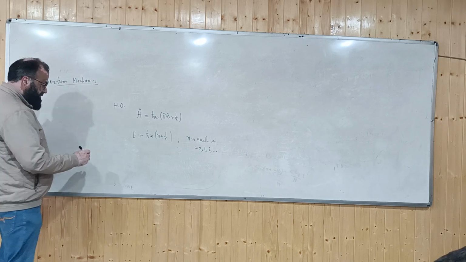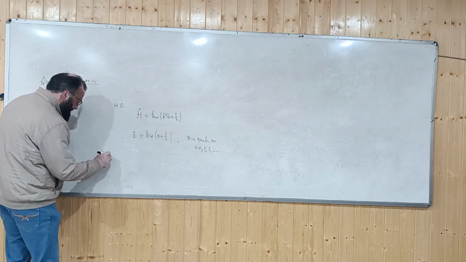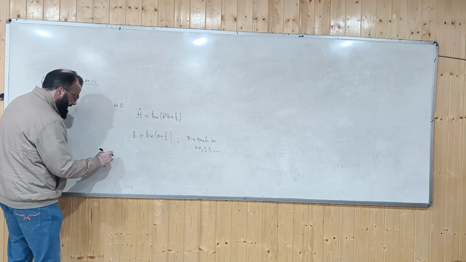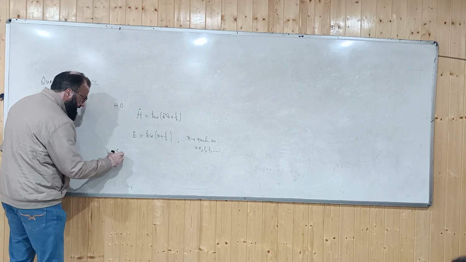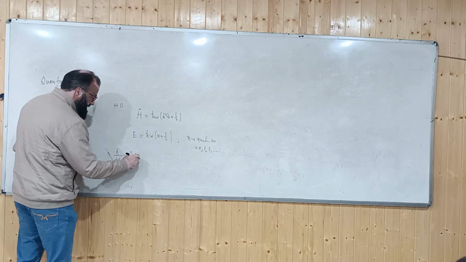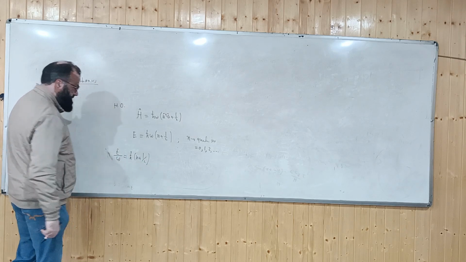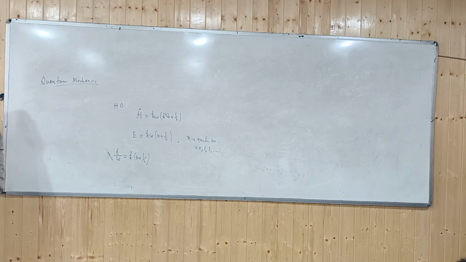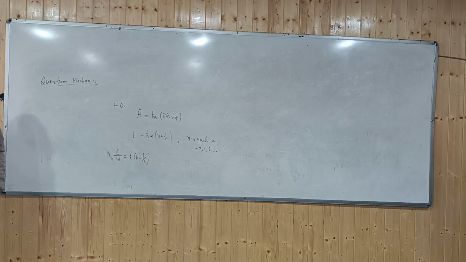Clear? So now let's look at this very ratio, e by omega. How much is that? It is simply h cross times n plus half. Clear? So what does it mean? Suppose I am evolving adiabatically. What does it imply? The quantum number is fixed. The quantum number of the state does not change.